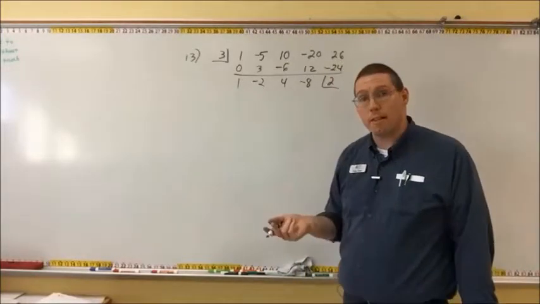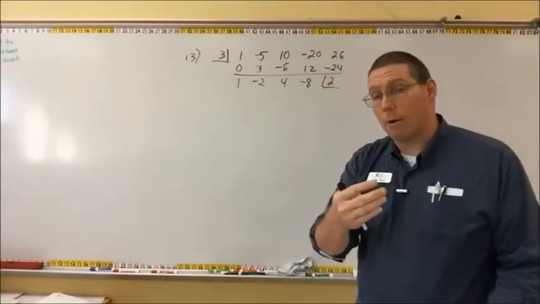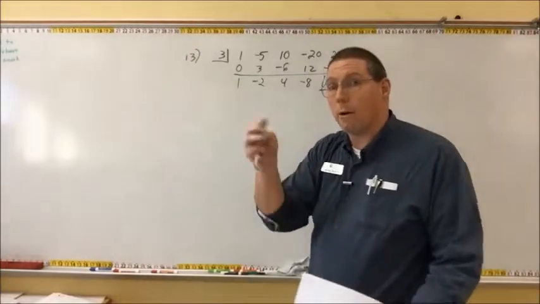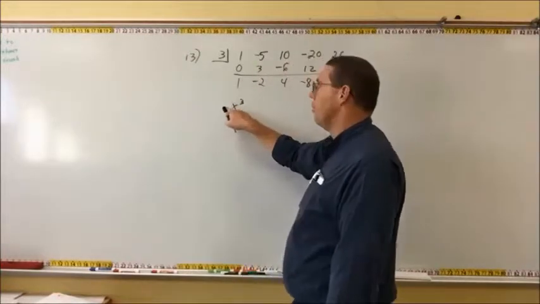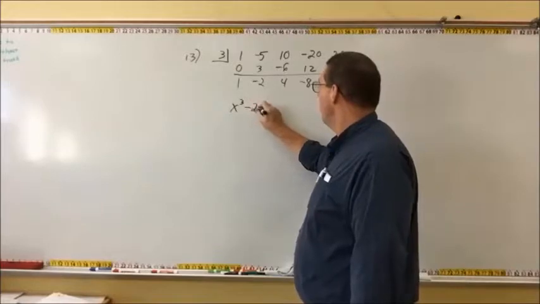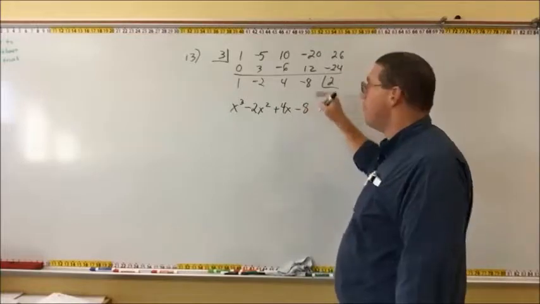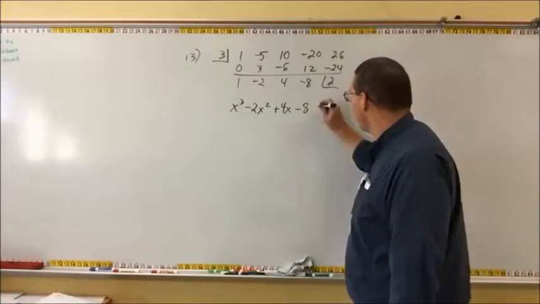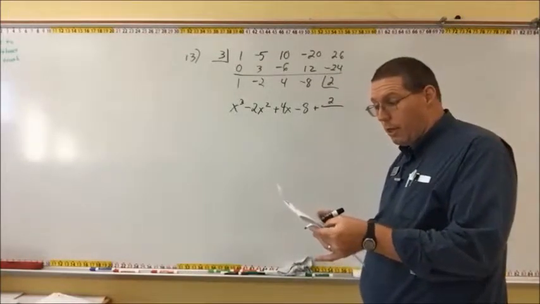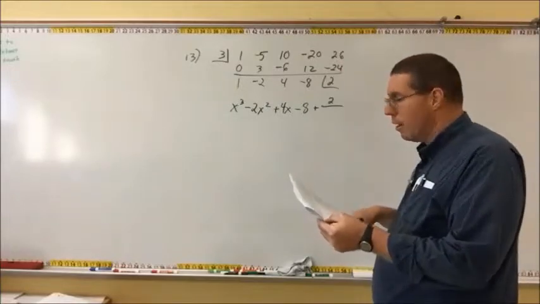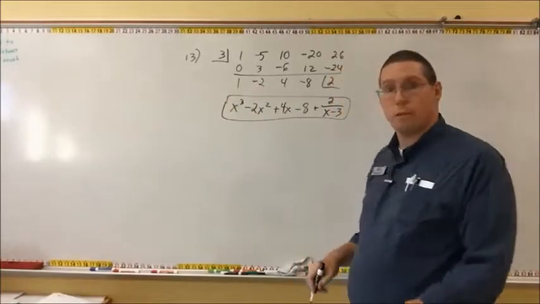Now we have to interpret this. The original dividend was to the fourth power, so now this is going to be to the third power. It goes down by 1 power, right? So the answer is going to be x to the third power, we don't put the 1 there, minus 2x squared plus 4x minus 8, and then we have a positive remainder, positive 2. So remember, we have to put plus 2 over the divisor. Earlier I said divisor, I meant dividend. The divisor is x minus 3. This is the final answer to question number 13.